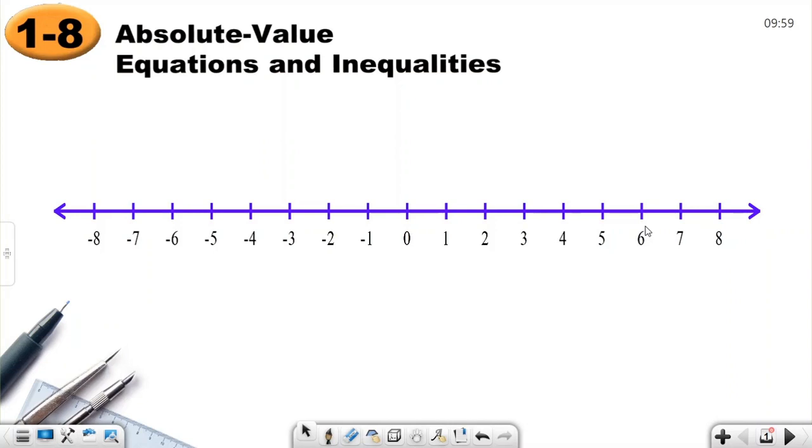Welcome, absolute value equations and inequalities. Before studying equations and inequalities, I want to ask some questions. What is an absolute value? If you remember, it's the distance between 0 and the number.